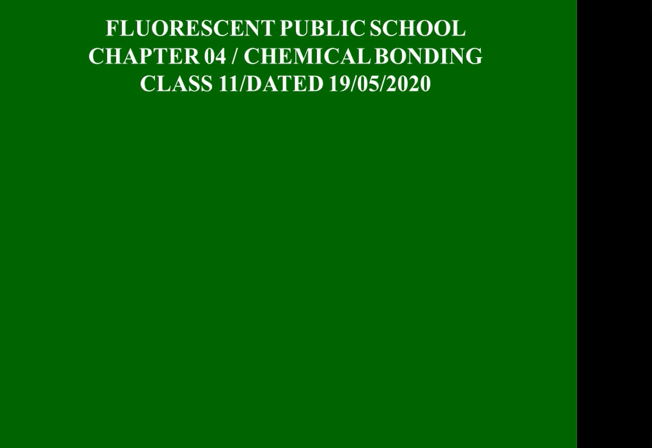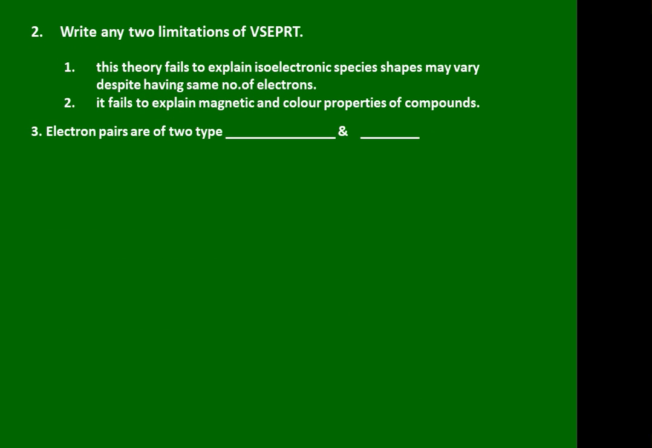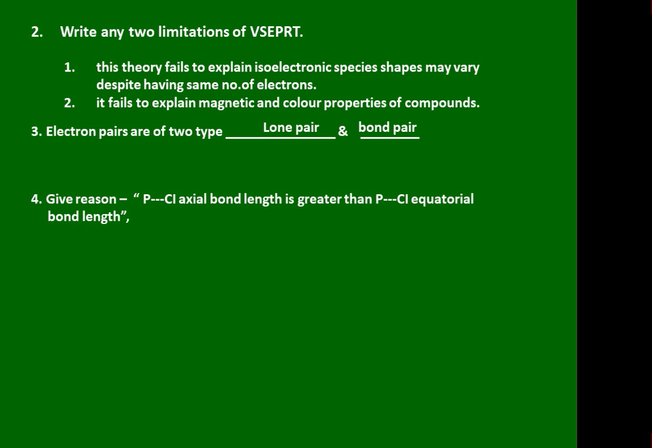Yes, so this is all about today's lecture. We have some important questions based on today's topic. So you have to complete these questions on the same date. You may also write them in your notebook. The first question: I already discussed the different kinds of angles present between axial-axial, axial-equatorial, and equatorial-equatorial. Second question: write any two limitations that we already explained. Third: electron pairs are of two types, one is lone pair, another is bond pair, that we already discussed.